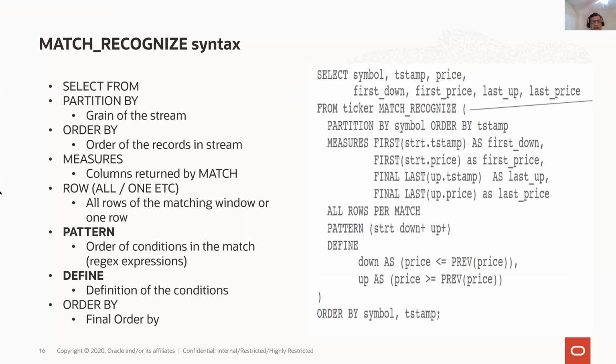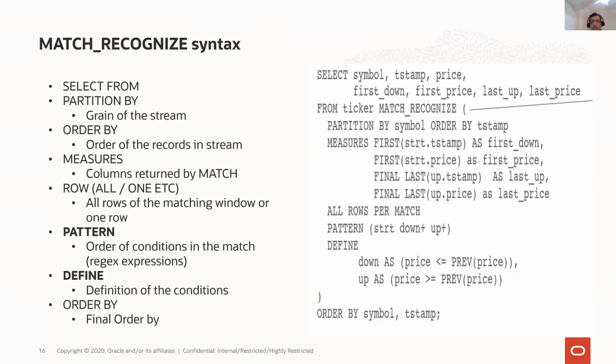Here is the full syntax for MATCH_RECOGNIZE. Essentially, there's a select clause on the top, which lists the columns that you need, followed by a partition clause, which defines the stream that you want evaluated in the order of rows. For example, here you are partitioning by stock symbol and ordering by timestamp. Measures is a set of columns that you want returned. You can do additional computations, you can do cross-row lookups, and return whatever desired columns and computations you need.